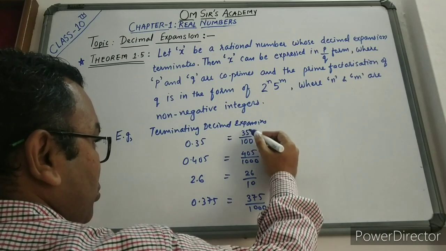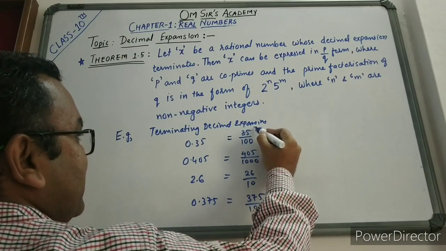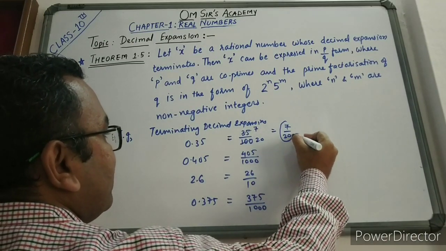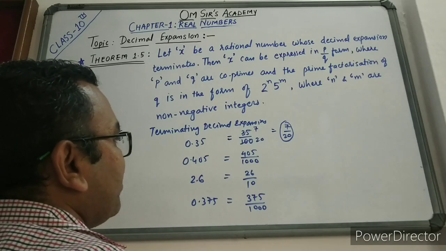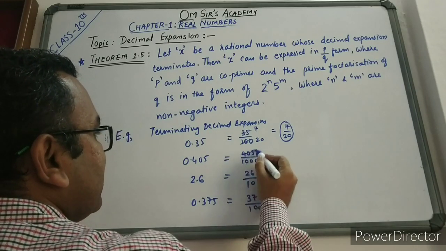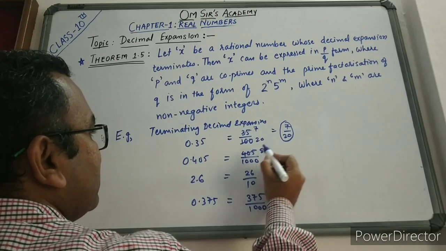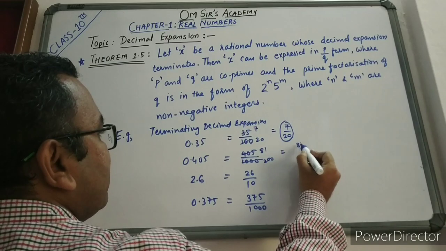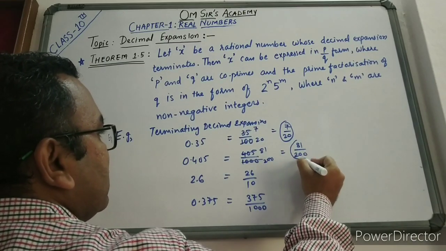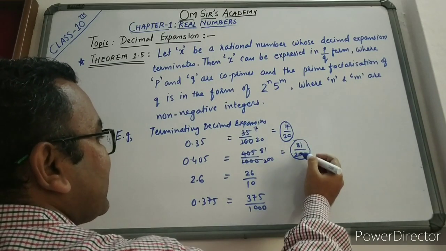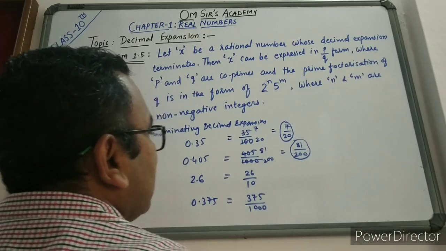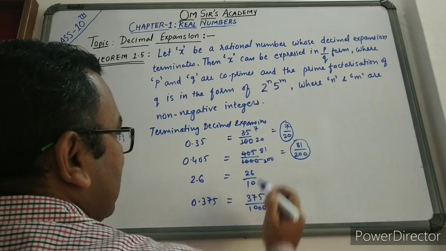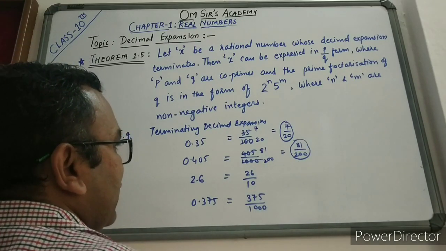So let us say 35 and 100 both can be divided by 5. 5 sevens are 35 and 5 twenties are 100. So 7 upon 20 is the p by q form in which p and q become co-primes. Here also 405 and 1000 are divisible by 5. 5 eighty-ones are 405 and 5 two-hundreds are 1000. So it is 81 upon 200. Is it clear? Here also we have expressed this in p by q form, and these both are now co-prime numbers. Why? Because the upper number is divisible by 3 and the bottom is divisible by 2 and 5.